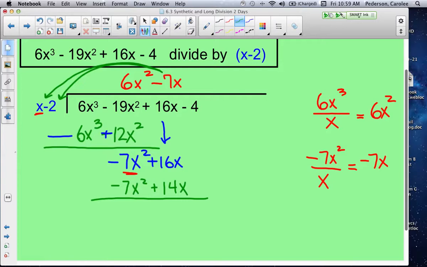Make my line. And now the next step is I have to subtract. So I'm subtracting through. So this becomes a plus. This becomes a minus. Always change the signs like we did in long division in elementary school. So -7x squared plus 7x squared becomes 0. And then 16x minus 14x is 2x. Now I'm going to bring down the last term, -4.